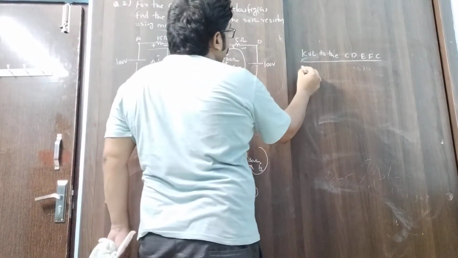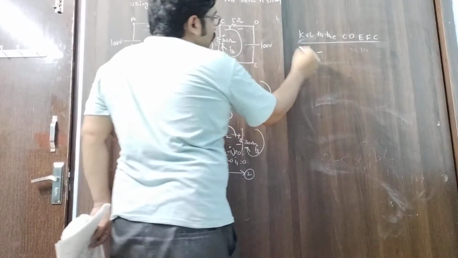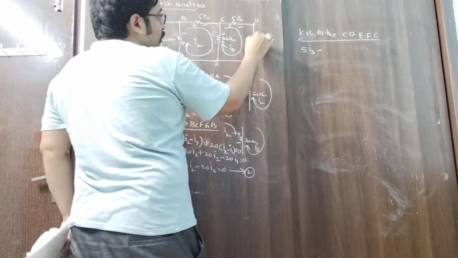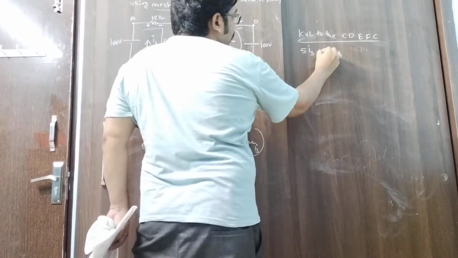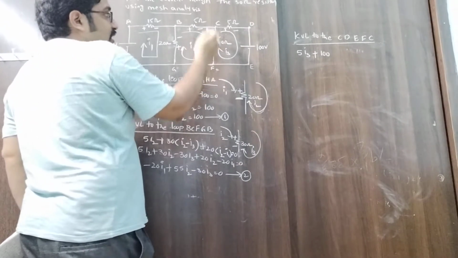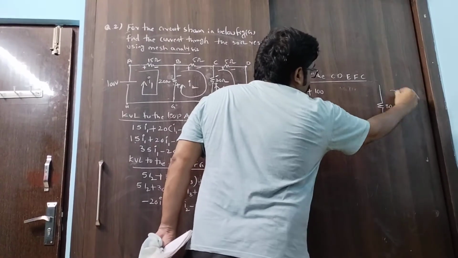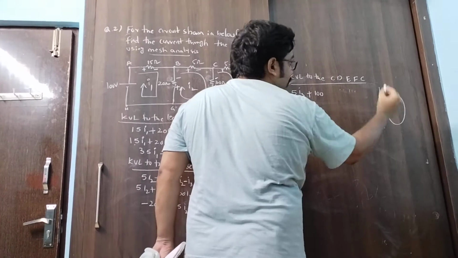So C to D, when you are moving from C to D, 5 times I3. When you are moving from D to E, at the point D you are having the positive terminal, so plus 100. E to F, nothing is there, leave it. So F to C, there is a 30 ohm resistance. So the 30 ohm resistance is like this. So you are writing the equation for the third loop.